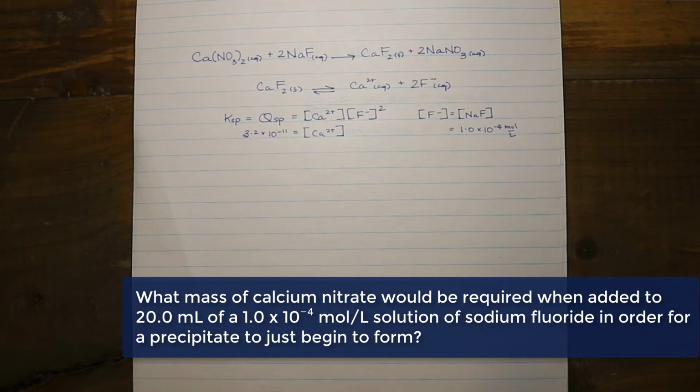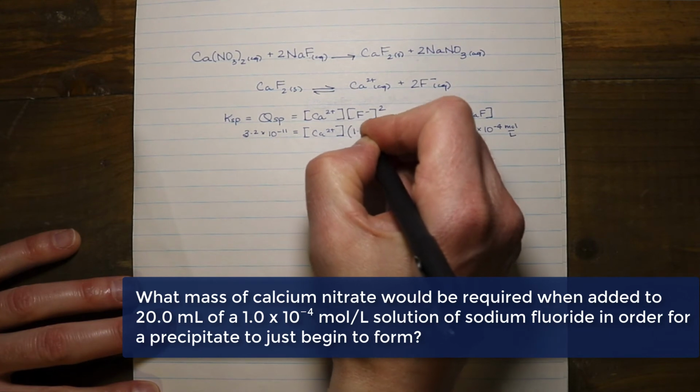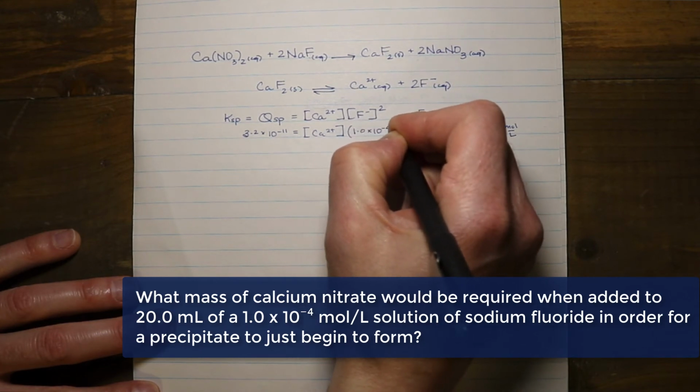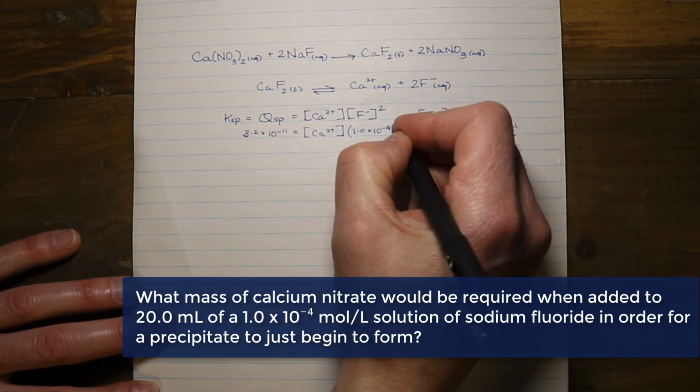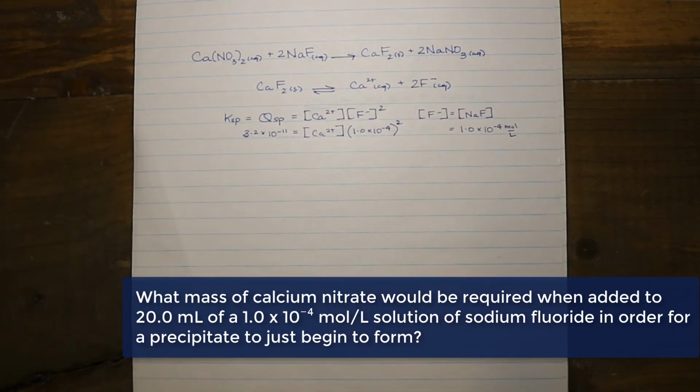because again, we're going to make the assumption that the addition of the calcium nitrate doesn't change the volume of our reaction mixture. So in that case, we know what the concentration of the fluoride ion is. It's 1.0 times 10 to the negative 4. I'm going to exclude the units here because we are using Ksp, and of course we have to square this value. So again, we don't really have to do too many preliminary calculations here to figure out concentrations because we haven't changed the volume appreciably by adding these two things together.